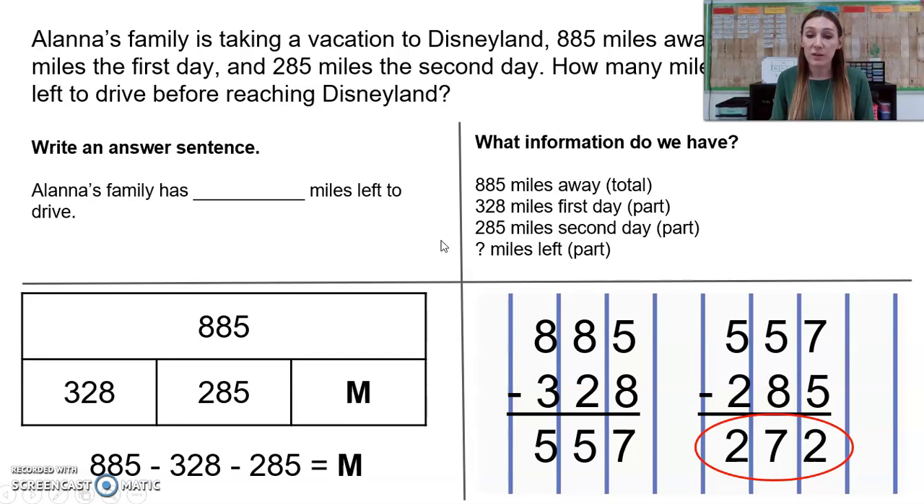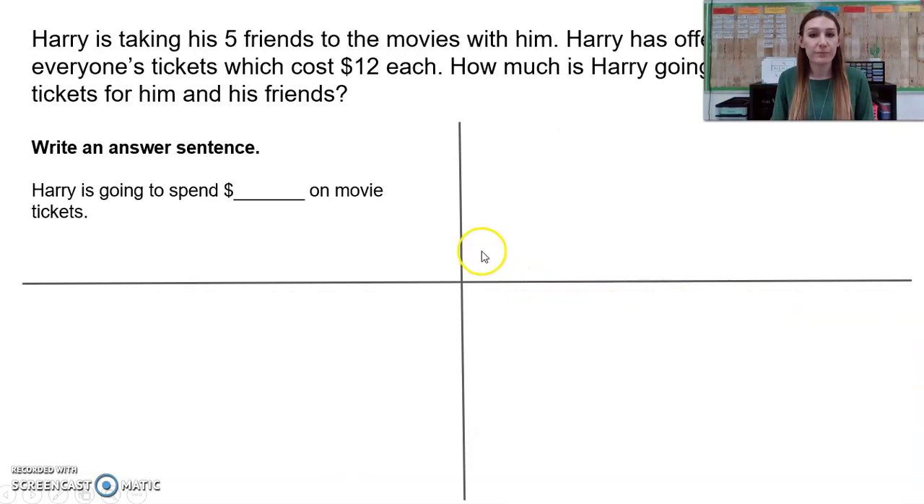And last we can solve. We can subtract that 328 from 885 to get a total of 557. Then we can also subtract this 285 for the second day to get a total of 272 miles they have left to drive. We can check our work by adding these three values back together and seeing if we get a total of 885.